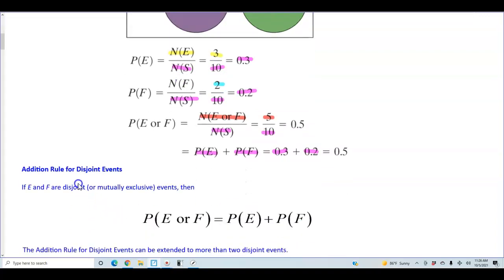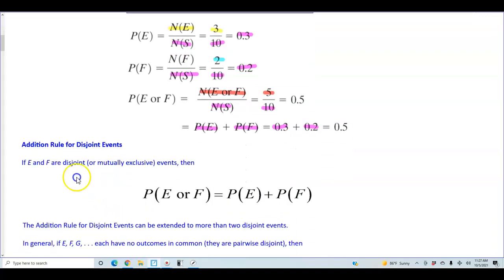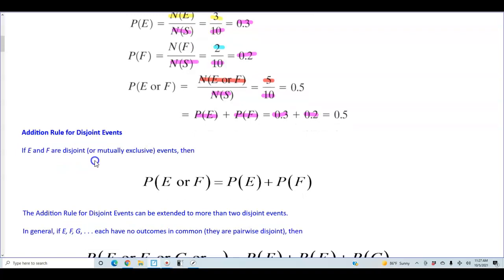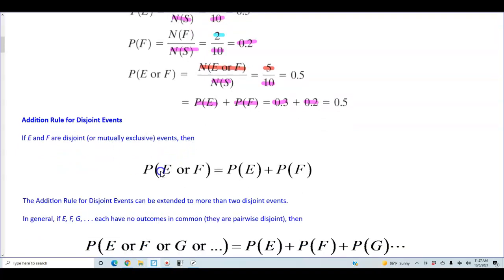Now, the addition rule for disjoint events. If E and F are disjoint or mutually exclusive events, then this is the definition. We would say that the probability of E or F is equal to the probability of E plus the probability of event F. Now, the addition rule for disjoint events can be extended to more than just 2 disjoint events.